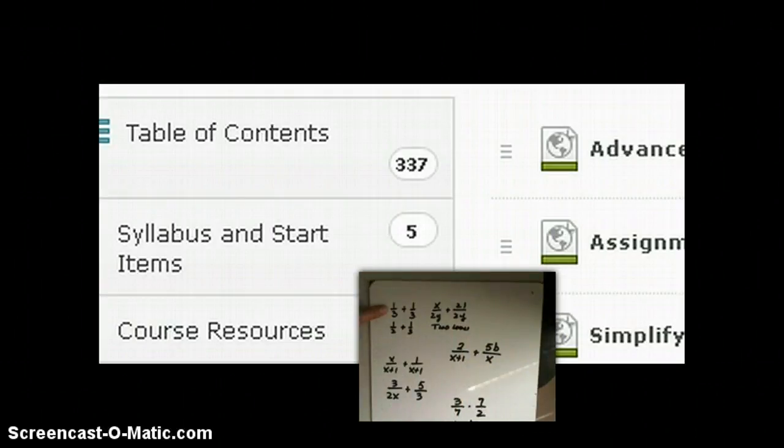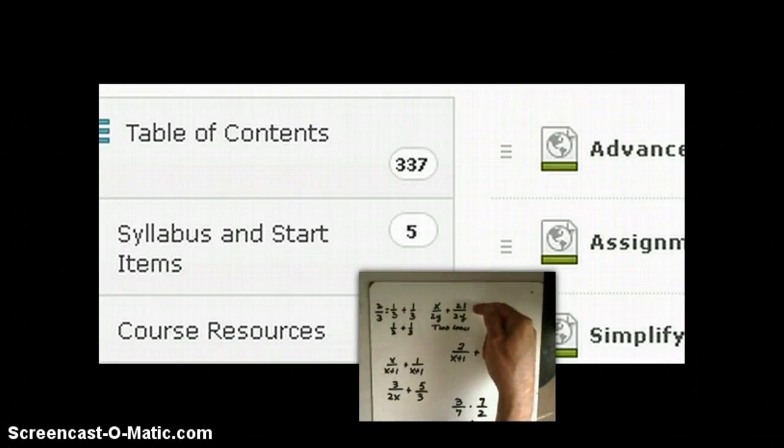Let's review this for a second. 1/3 plus 1/3. Well, we know how to do that. The bottom numbers are the same, so that's just 2/3. 1/3 plus 1/3 is 2/3. We get that. All right, let's look at this. 1/2 plus 1/3. Well, before we do that, let's look over here.